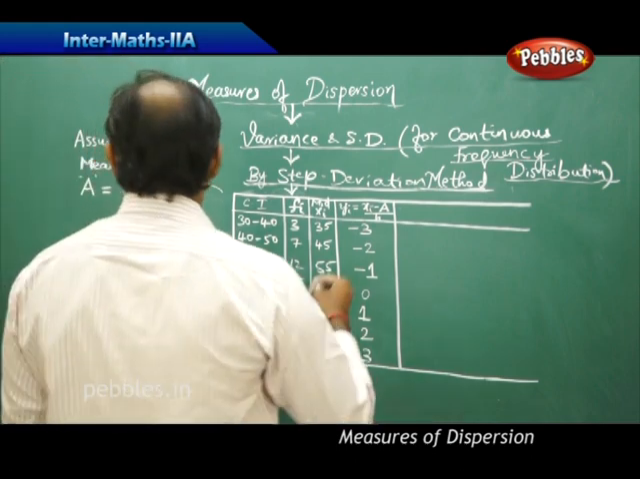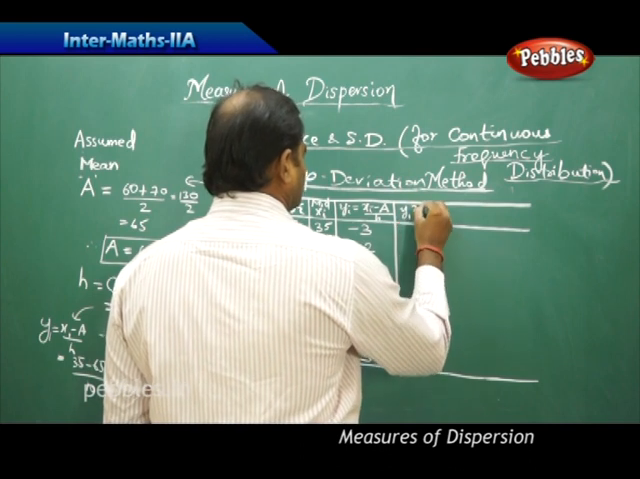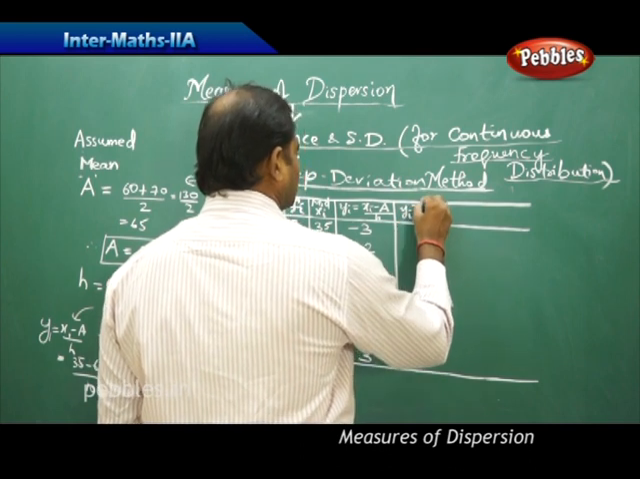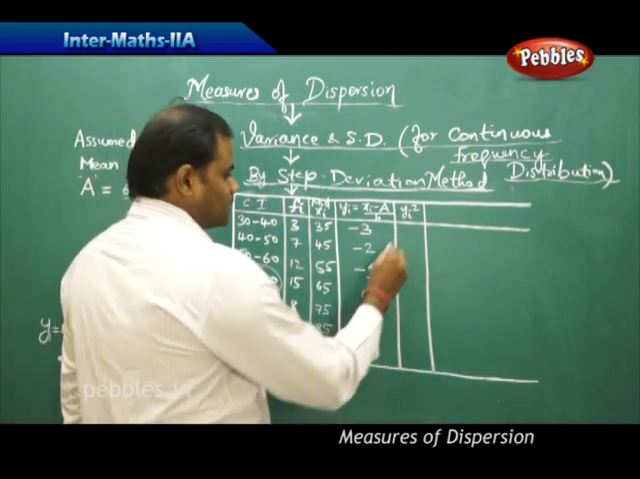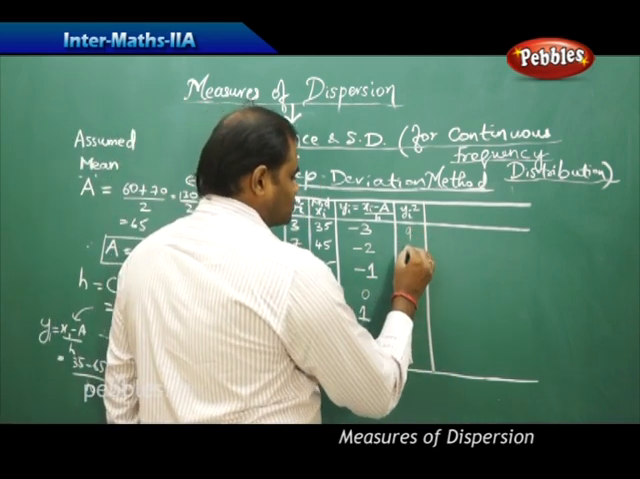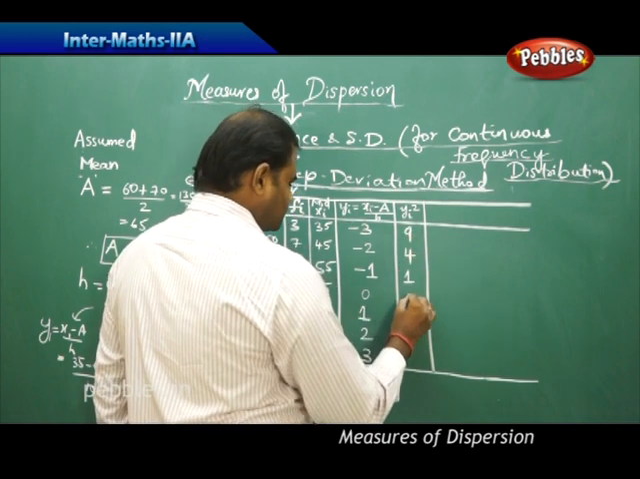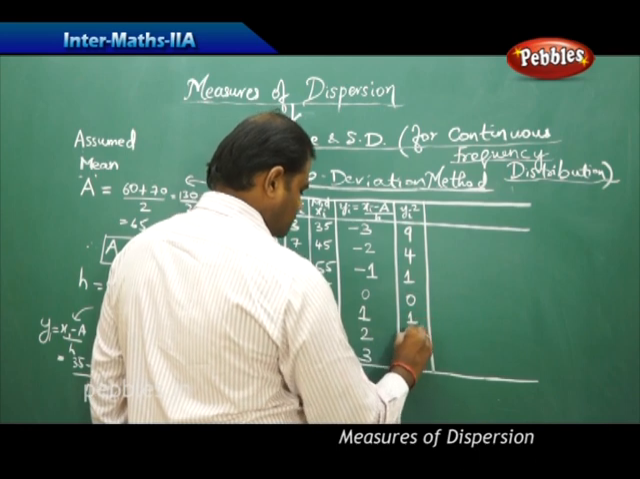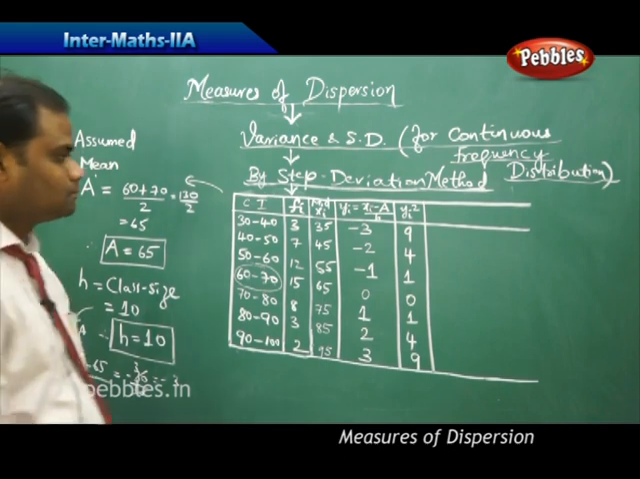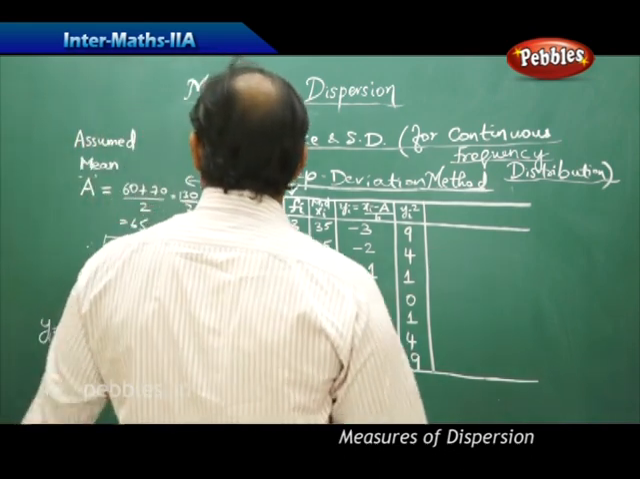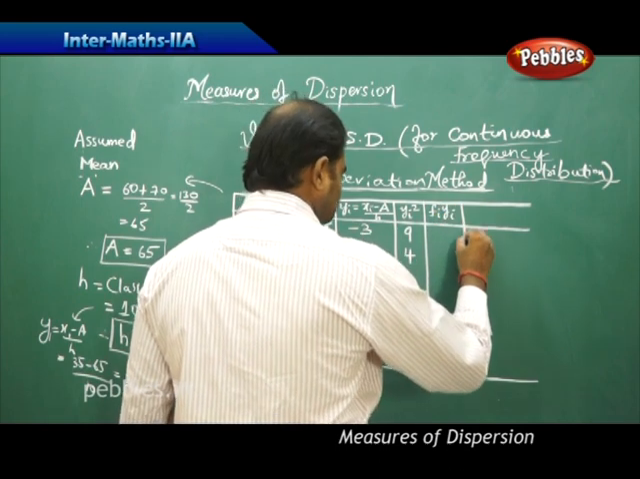Now next comes finding yi square. Because I don't want the negative terms there, I simply find the square of each yi. That is, minus 3 whole squared is 9, minus 2 whole squared is 4, this is 1, 0, 1, 4, and 9.